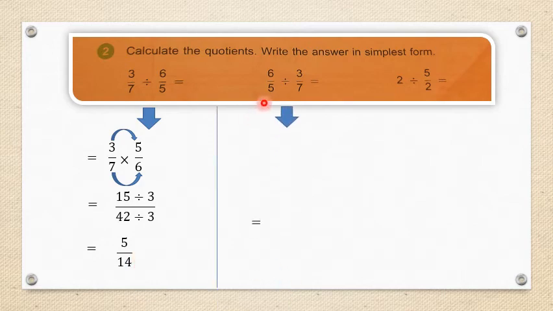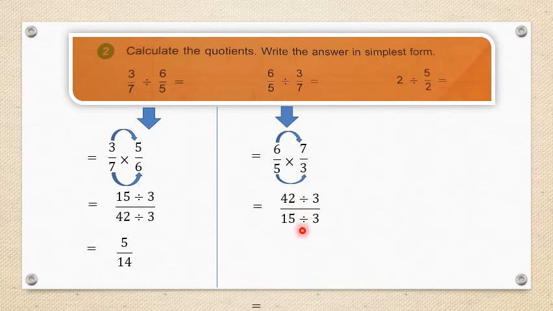6 over 5. Divide is replaced by a multiplication sign, and we write the inverse of the second fraction, which is 7 over 3. Now, multiply the numerators by each other and the denominators by each other. 42 is 6 times 7 and 5 times 3 is 15. Divide both of them by 3. So the answer is 14 over 5.